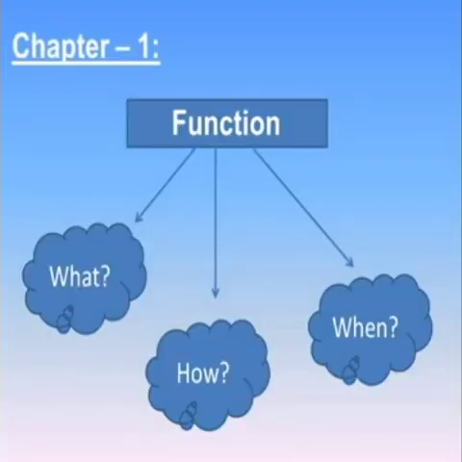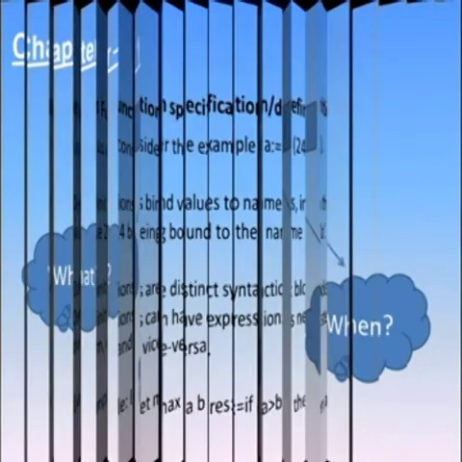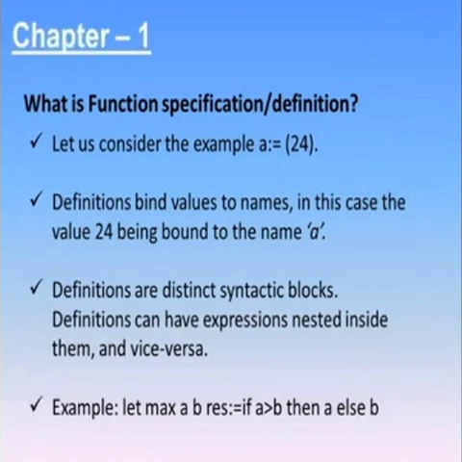Now we have learned what is a function. Then we have learned when the function should be used. The function is used when there is a necessity to write repeated steps, then we have to use the function method. Now, how to use a function? Here comes the idea. What is a function specification or a definition?